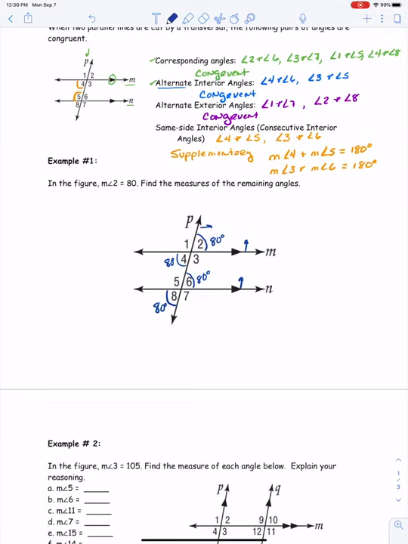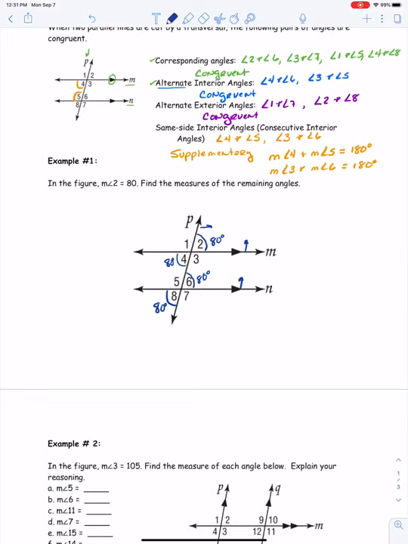Now, we're good with that, right? We can also check our answer because angle 4 is a consecutive angle to angle 8. So that means they're both 80 degrees. So we got it right. Now, I'm going to use something that I learned before, okay? Or I can also use my same side interior angles. So let's do same side interior angles.